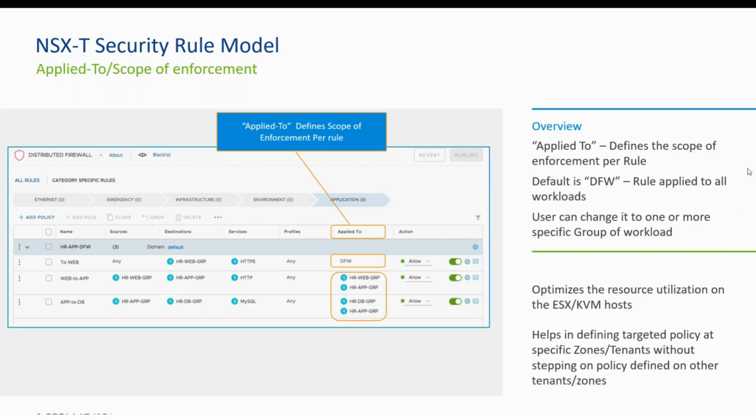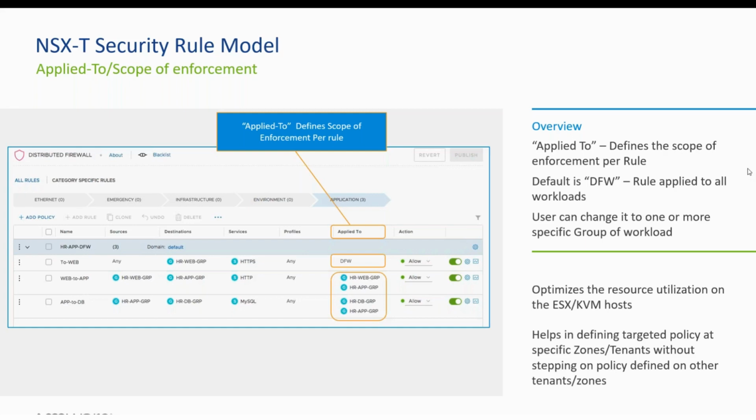But now this is what I was talking about earlier when I was talking about our applied to section. So the applied to section is where we really get granular with our firewall policies. So by default, you'll notice there in the applied to section, you see DFW. By default, all rules are set up as applying to the entire distributed firewall. But now that's not always the most efficient way to do things. We want to be more granular and only place rules where they need to be. And so the applied to section really helps us define our scope.